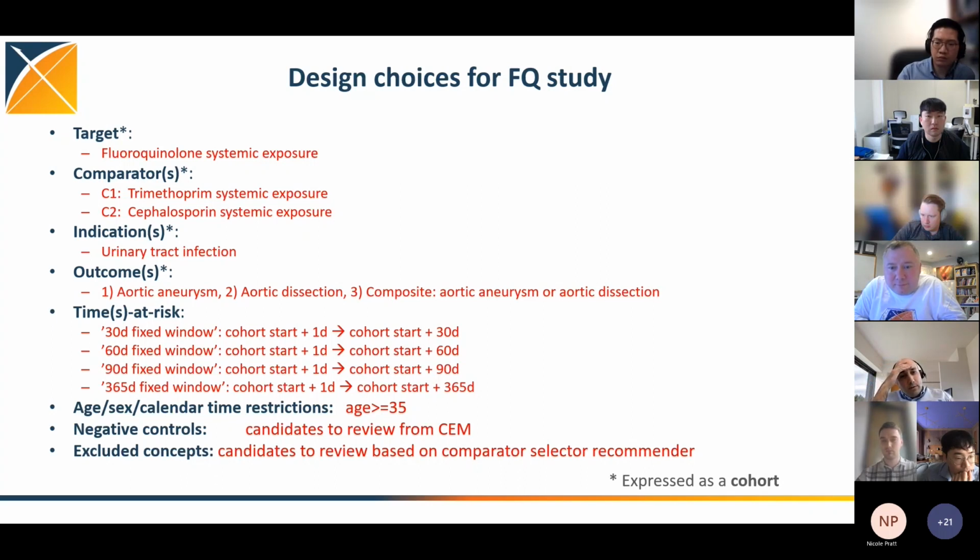I want to know what is your kind of thought process when you look at negative controls? Do you start to think about the whole causal structure, whether it is similar or not similar to the outcome of interest, or you have a different thought process here?